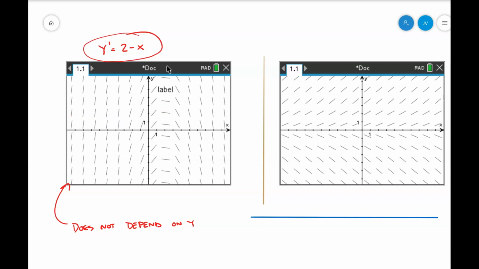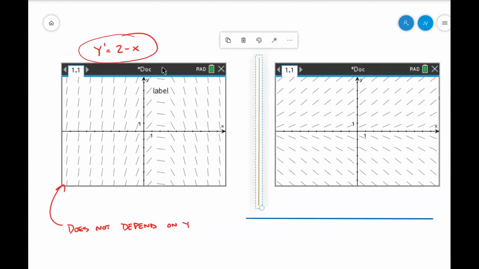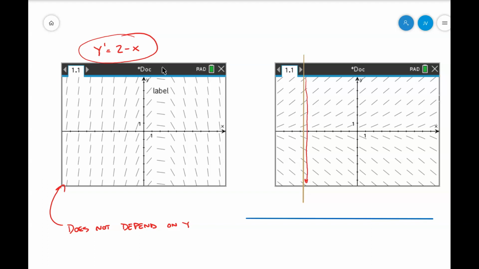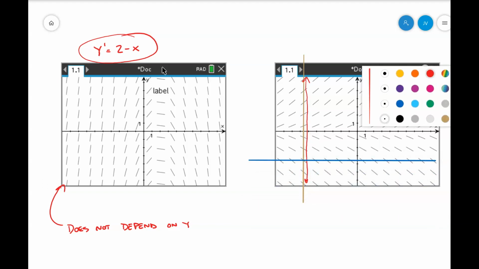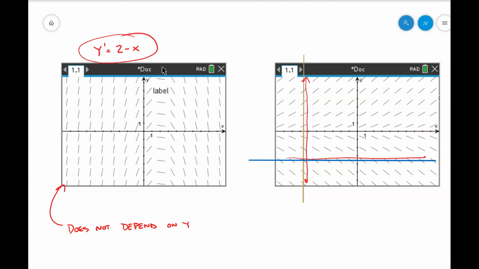So I'm going to go ahead and move my vertical segment here across onto the graph, and you'll take a look. As I scan up and down this vertical line, I see the slope segments are definitely changing. So that differential equation is going to have a y in it. Now let's look here as we scan left to right. No change. So this guy here does not depend on x.